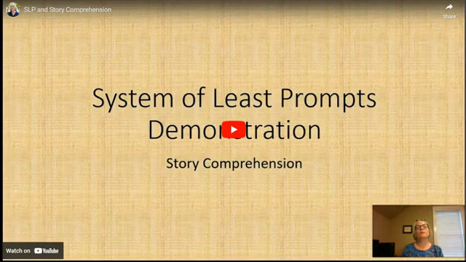Let's watch a video of a teacher using a read aloud of an adapted story and the system of least prompts to teach story comprehension to a learner with extensive support needs. In this video, the adapted story is Because of Winn-Dixie. Notice that the student has a copy of the adapted story in front of her and that the teacher uses text pointing to encourage the learner to follow along as she reads the story aloud.